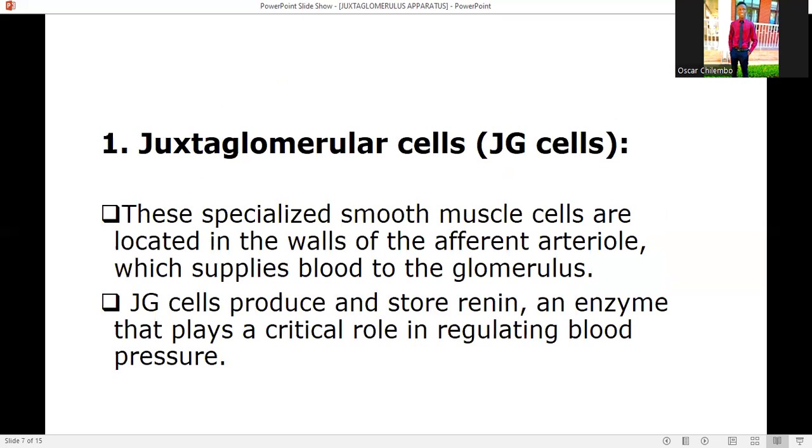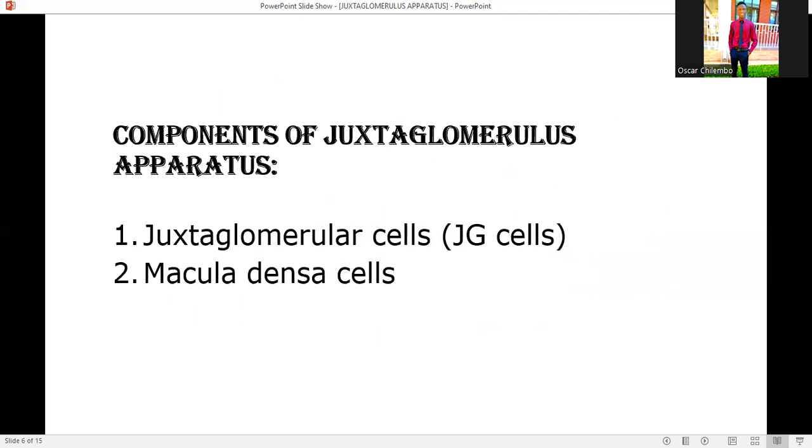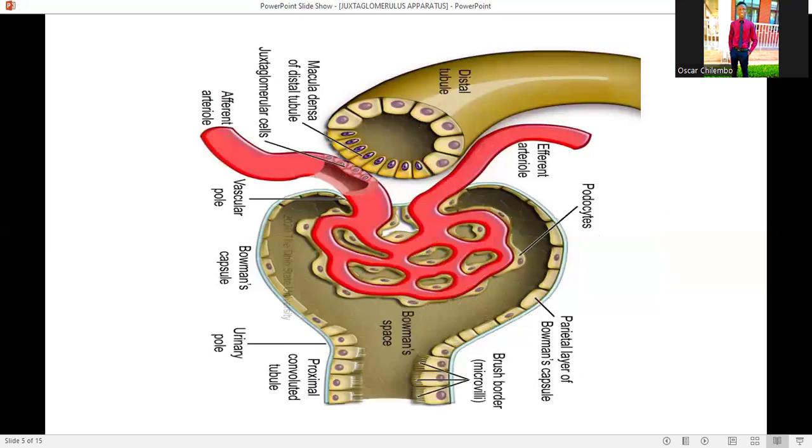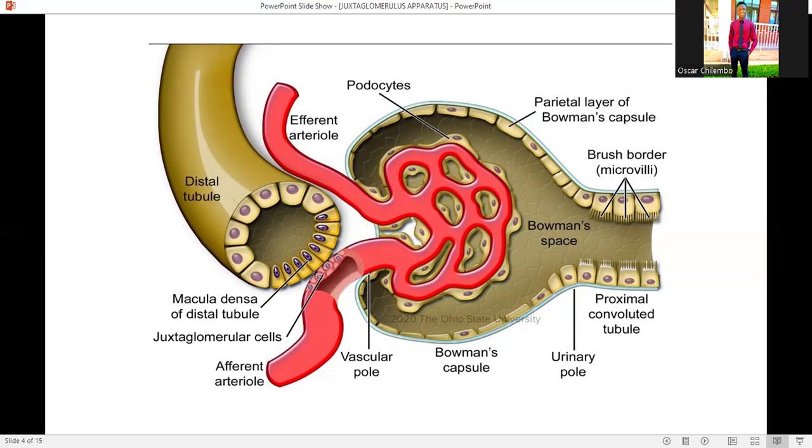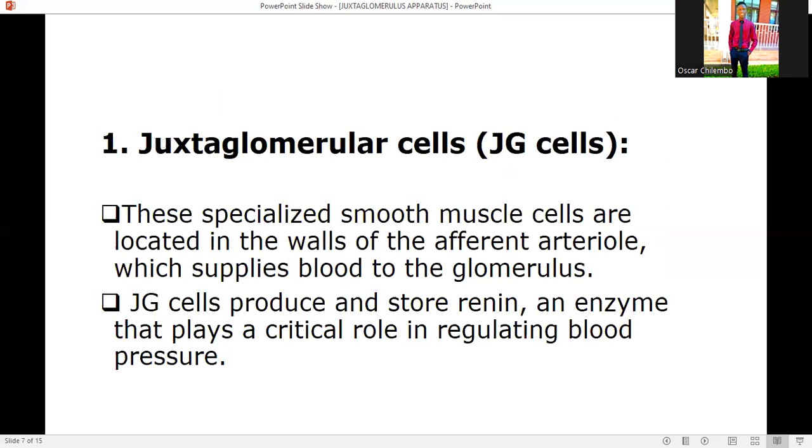So what are juxtaglomerular cells? These are specialized smooth muscle cells. They are located in the walls of the afferent arteriole, as I mentioned here. These are the juxtaglomerular cells. They are located along the afferent arteriole, which supplies blood to the glomerulus. So they are along the walls of the afferent arteriole, because the afferent arterioles are the ones which supply blood to the glomerulus.